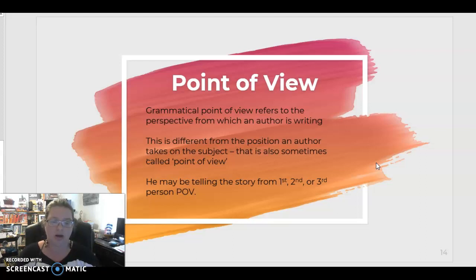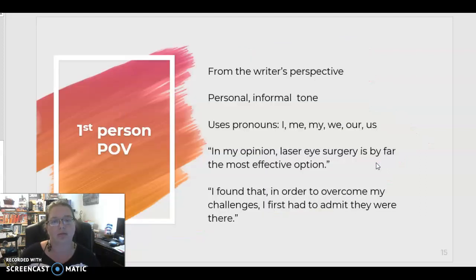So the options here are first, second, and third person point of view, and each one is a little bit different. First person point of view is talking from the writer's perspective. I did something. This is my something, my opinion. We agreed. Okay, so there are a couple of examples here. Essentially, what you need to know is that this is a very personal, informal tone. It might be appropriate for a personal essay or a reflection, but it would not be appropriate for an academic paper.